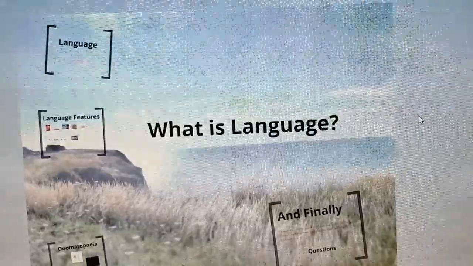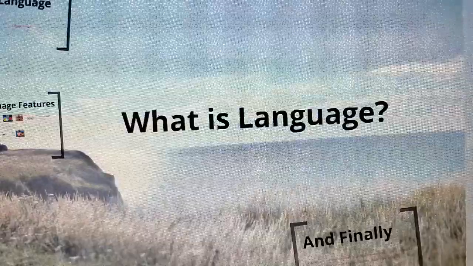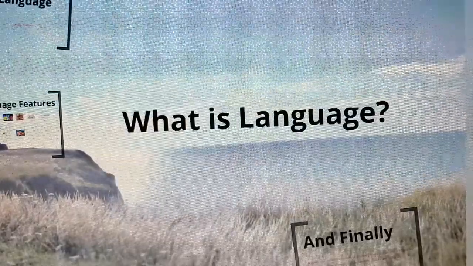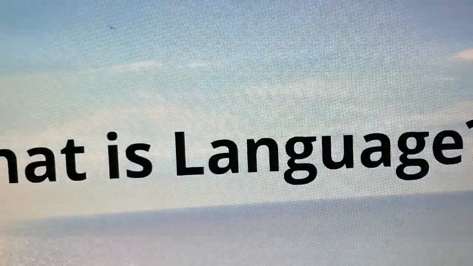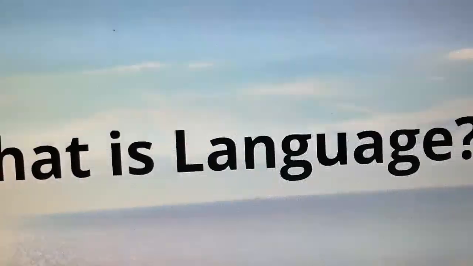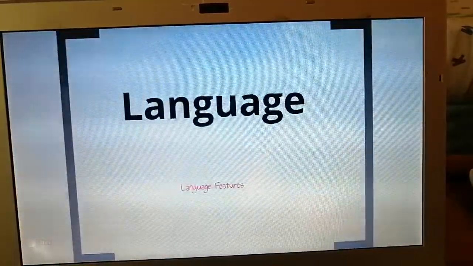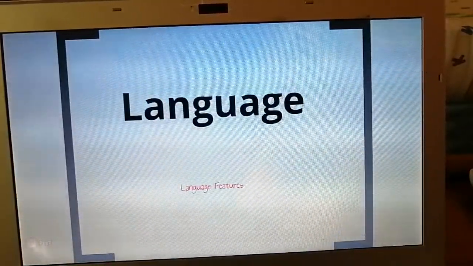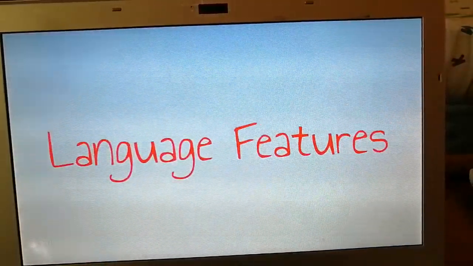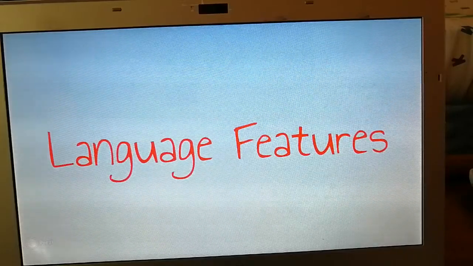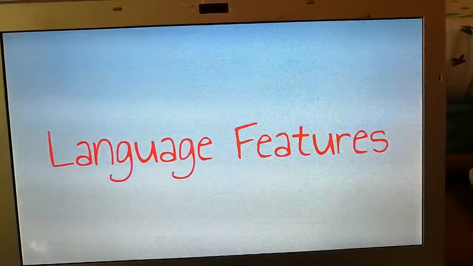Okay, the lesson is what is language, and in order to define language scientifically, we cannot just use the dictionary definition of a means of communication. So a linguistic definition of language is necessary, right? And in order to do that, I cannot just give you the scientific definition. Instead, I'm going to give you the language features, the characteristics of all languages, so that we can, in the end, define languages. So here we go.